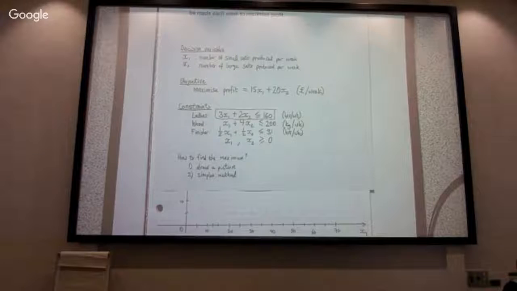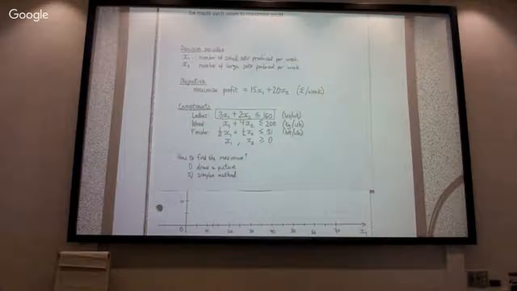Have you heard the word half plane before? Where's the education system going? Students come to university not knowing what a half plane is.